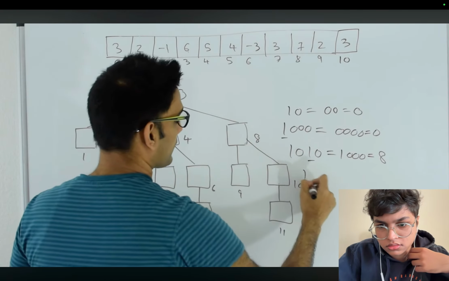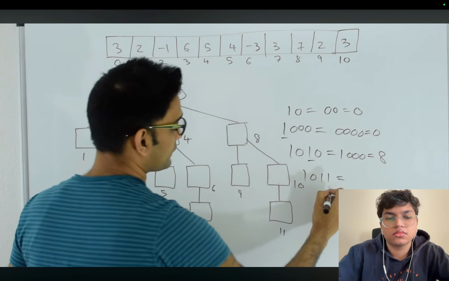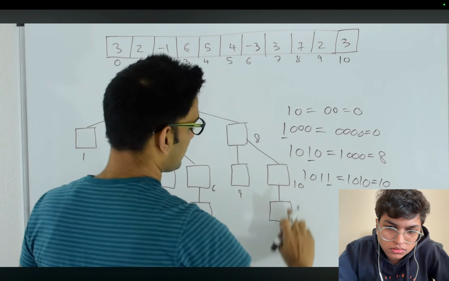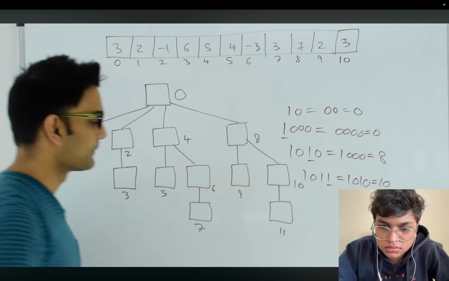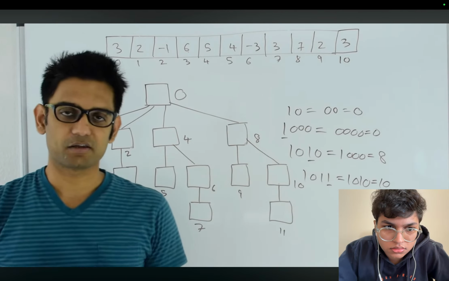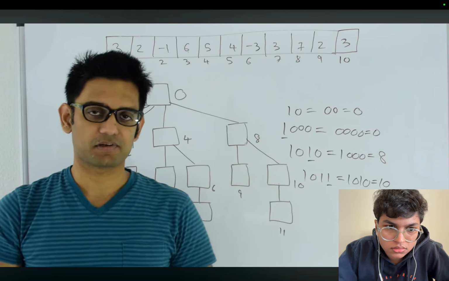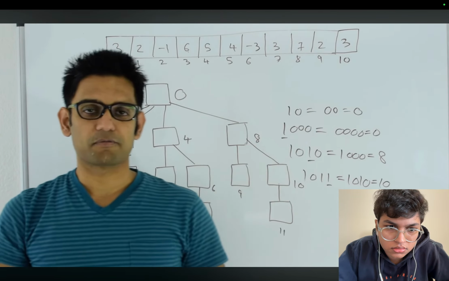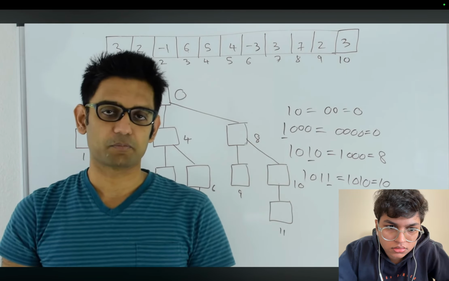Let's look at 11, which is 1 0 1 1. If you flip the rightmost set bit, it becomes 1 0 1 0. This is 10, which is why 11's parent is 10. So hopefully it is clear why our tree looks like this. To get the parent, all you have to do is get the binary representation, flip the rightmost set bit, and that gives you the parent. Later on, we will look at how you can efficiently flip the rightmost set bit.